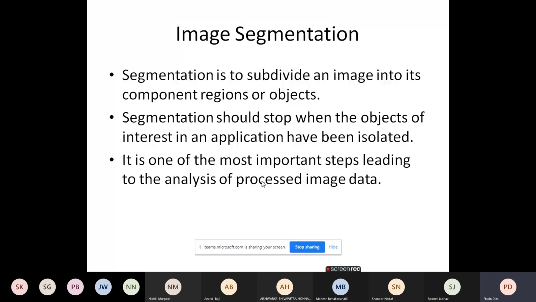Till there you should do the segmentation procedure. Otherwise, in a simple sense, we can say segmentation should stop when the objects of interest get isolated. That's why it is considered as one of the most important steps in the analysis of processed image data.